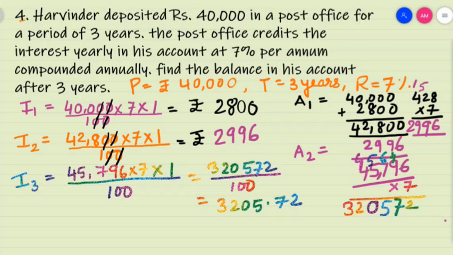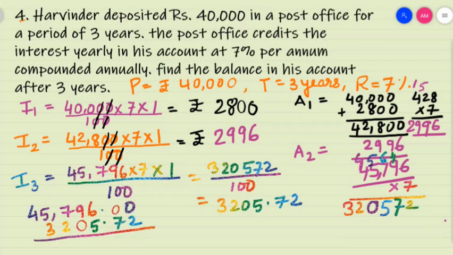So now what will be the amount after the third year? Find the balance in his account after the third year. First of all, you have to keep in mind what the principal is. Principal amount is 45,796. Now add 3,205.72. Okay. Now let us see what the amount is. So add. Yes, this you have to add to find out the amount after the third year.